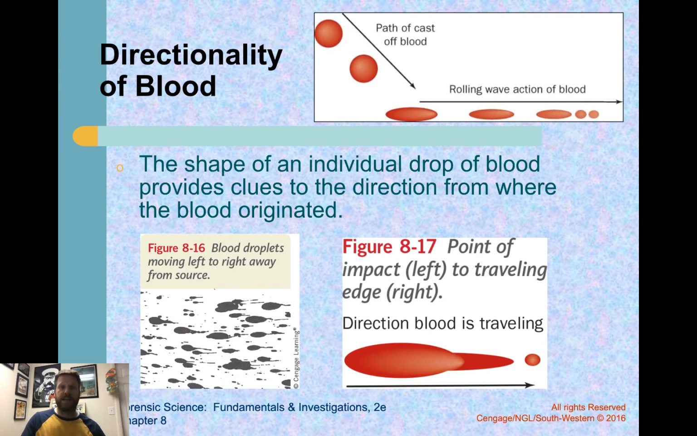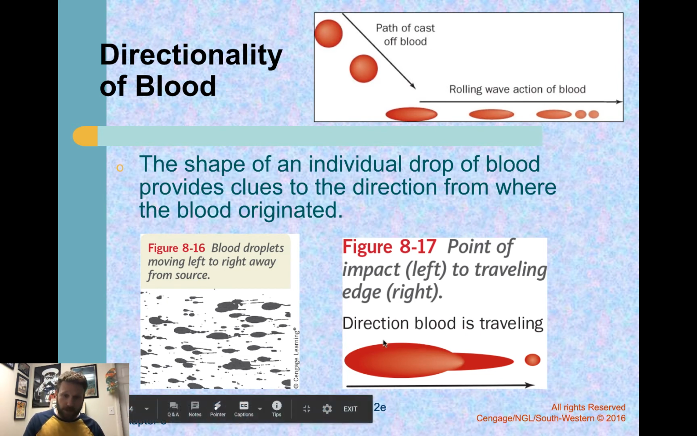When blood hits at an angle, it comes in and hits the surface and it actually elongates, and we can use that elongation to tell us the direction that the blood was moving and the angle with which it impacted the surface. So when we see a blood drop like this, the tail that you actually see here is pointing in the direction that the blood drop was moving when it hit the surface.